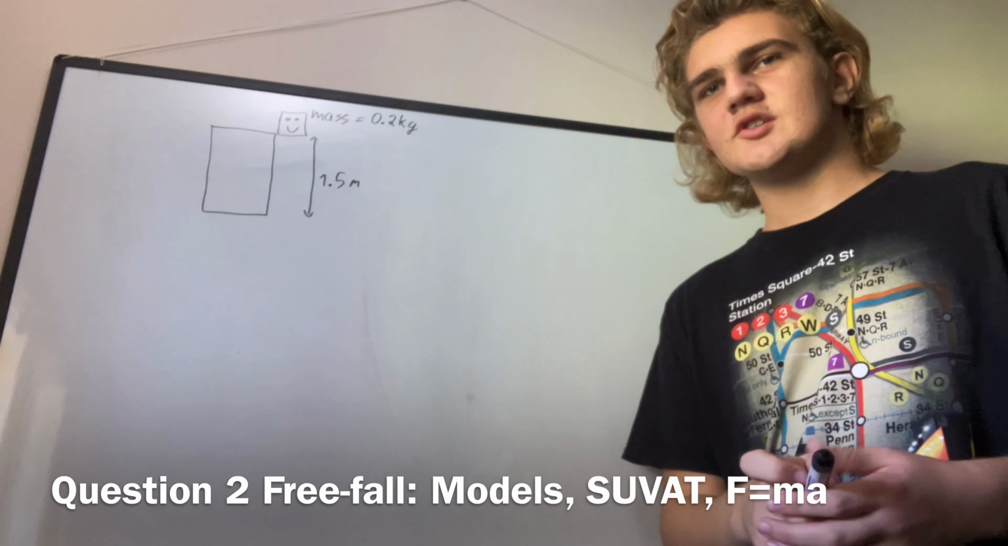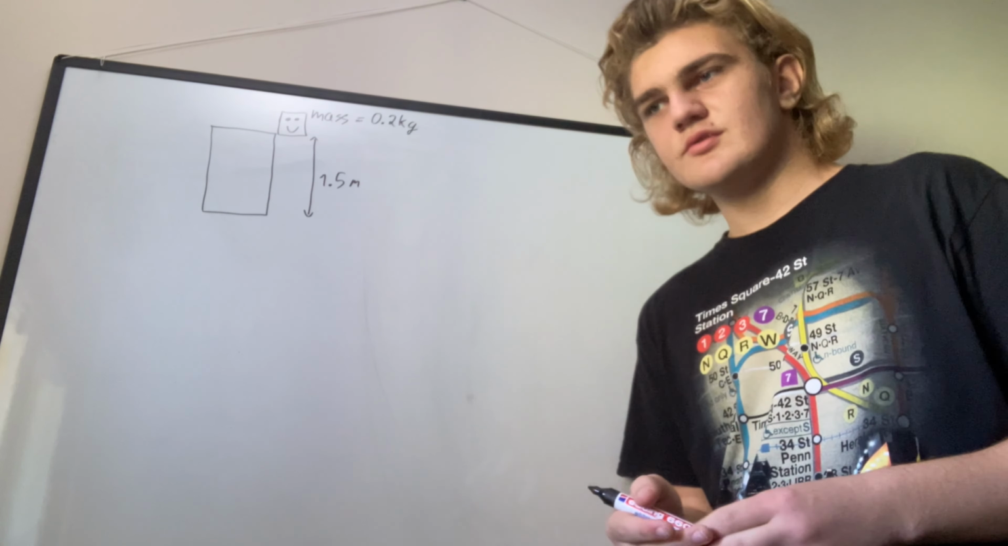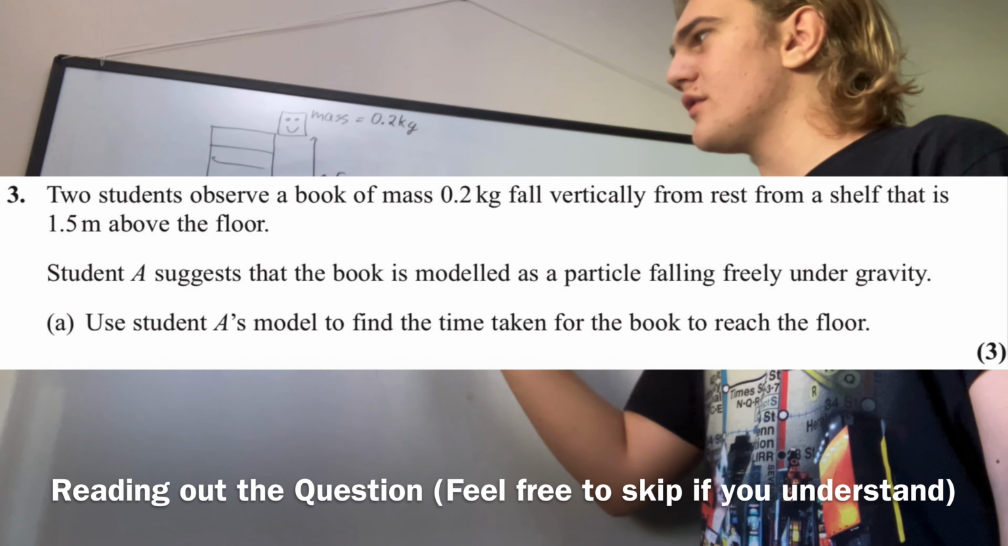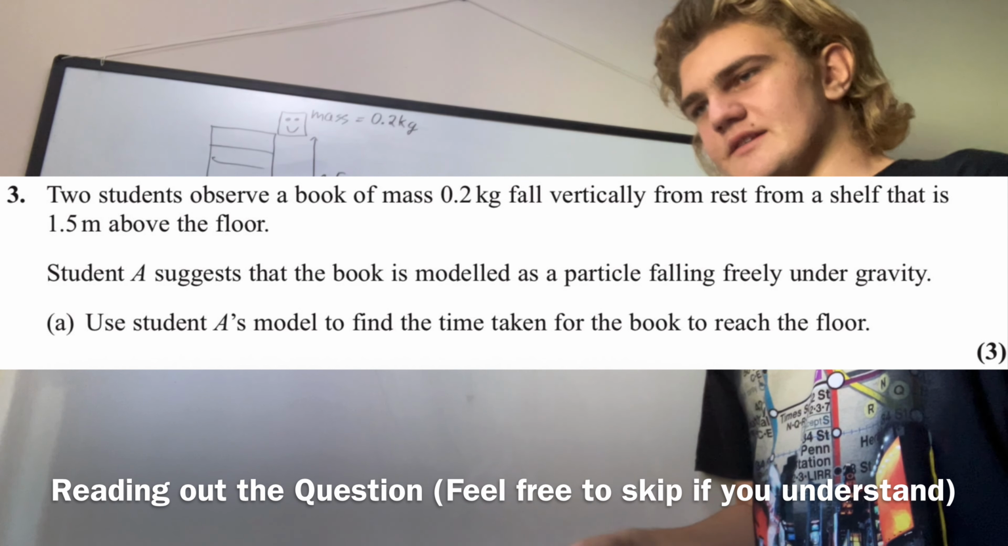Alright, the next question on the exam, which was question 2, talks about two students who see a book fall from a bookshelf, and this is our bookshelf, and they have different models to help figure out how the book falls. So depending on the model you use, it'll be more accurate or less accurate. So they want you to calculate two different models for two different parts. Part A for one of the students and part B for the other student. The students know that the book has a mass of 0.2 kilograms and it falls 1.5 meters, starting from rest.